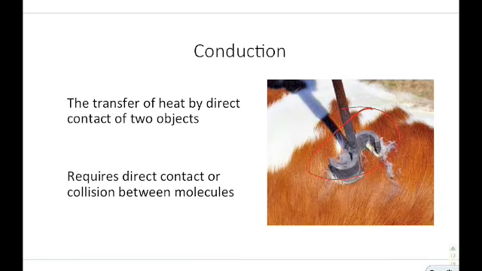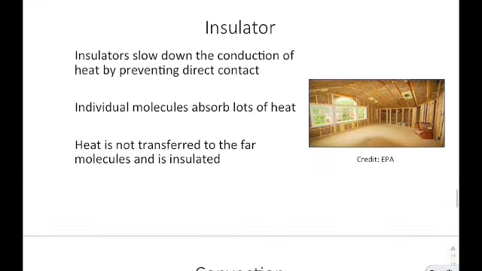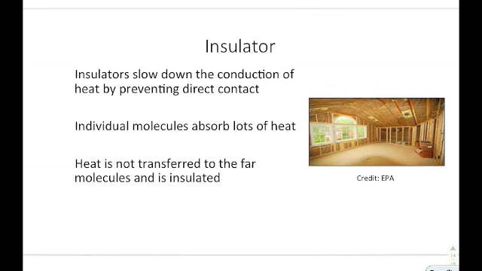You can avoid the transfer of heat, or mitigate it, whenever you're looking at an insulator. An insulator is something that slows down the conduction of heat by preventing direct contact. Insulators come in lots of varieties, but number one, individual molecules absorb a lot of heat, so it can take in a lot of heat without changing its temperature, and it doesn't pass that temperature change on to the other side. So water is an excellent insulator. Also empty space, like a vacuum, is an excellent insulator because it doesn't allow the conduction of heat.